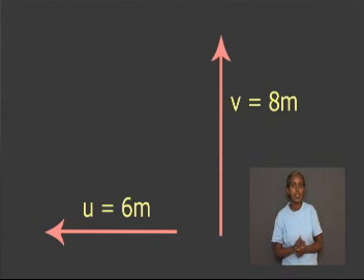Let us say that vector v represents a displacement of 8 meters to the north. Vector u represents a displacement of 6 meters to the east. Please use the tail-to-tip rule and find the sum of these vectors for their combined displacement. Go ahead now.